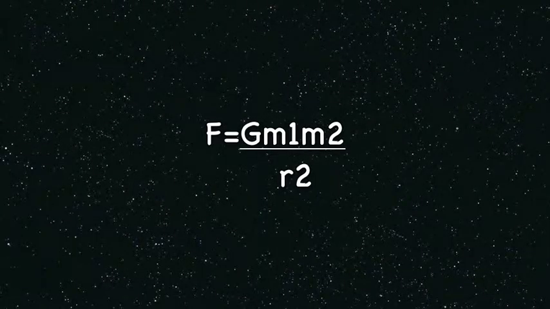Whoa. This is the equation to calculate the gravitational pull between two objects. You might be wondering what that equation stands for. The F is the force that you're calculating, and G is the gravitational constant, which is 6.67 times 10 to the negative 11th. M1 is the mass of the first object, M2 is the mass of the second object, and R squared is the distance between them.